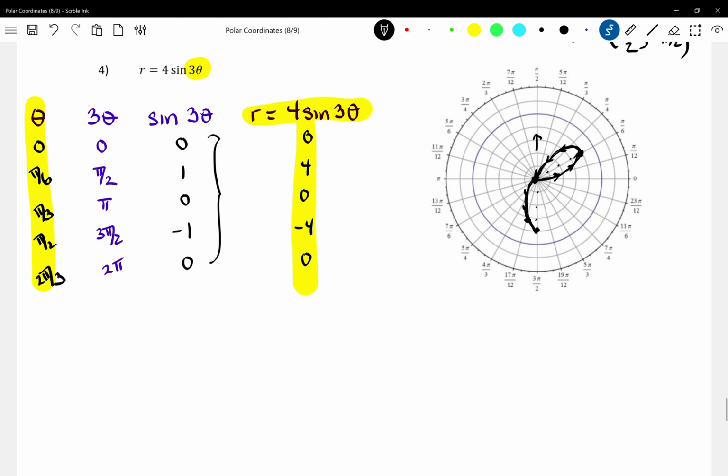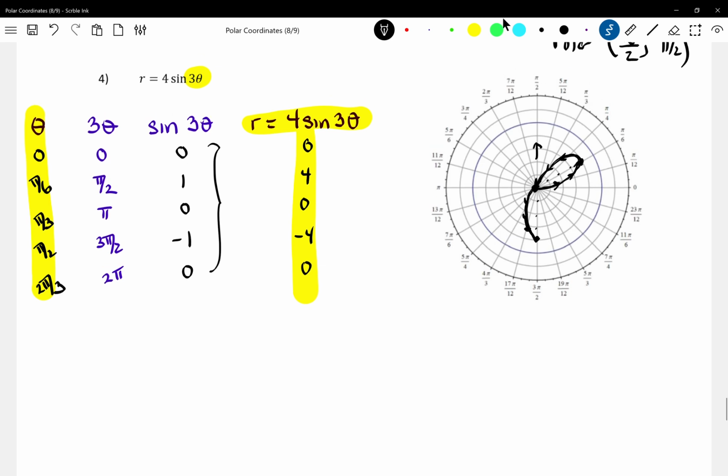Okay, so now we're there. Now it appears that we have more to go because we didn't arrive back at our starting point. So let's see what happens. I'm going to keep adding multiples of pi over 2 until we get to the end here. So I'm going to say 5 pi over 2, 3 pi, 7 pi over 2, and let's see how we do when we get up to 4 pi. So this is going to keep cycling back and forth: 1, 0, negative 1, 0. There we go. And then the r values would be 4, 0, negative 4, 0.